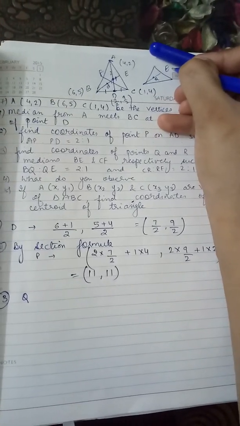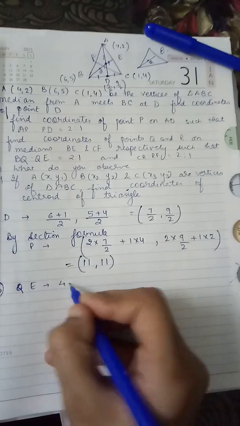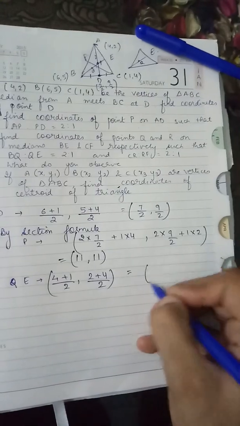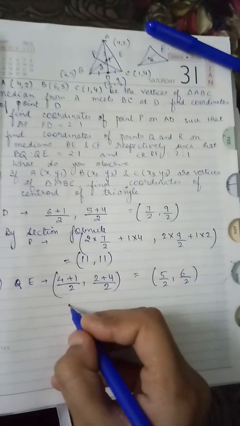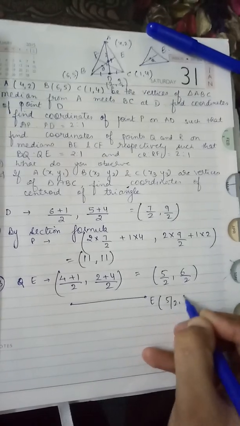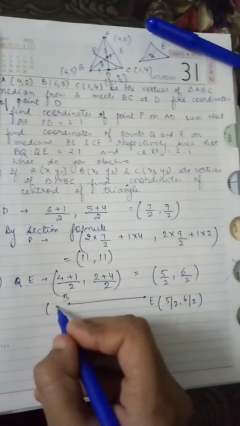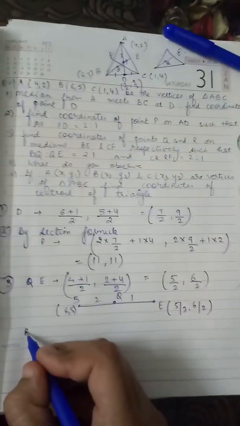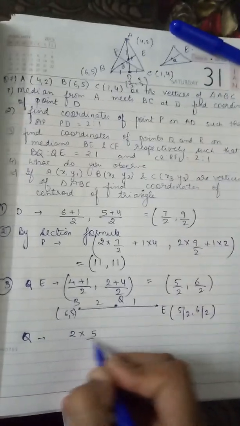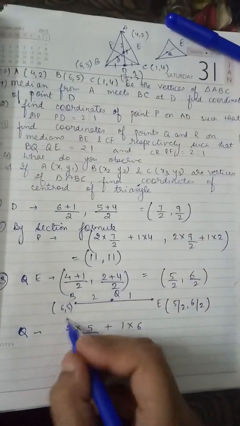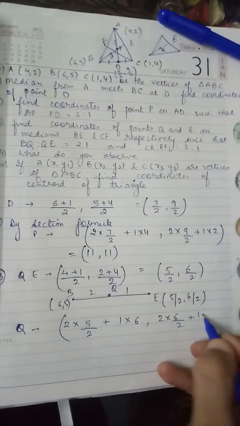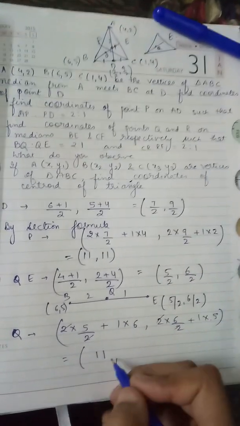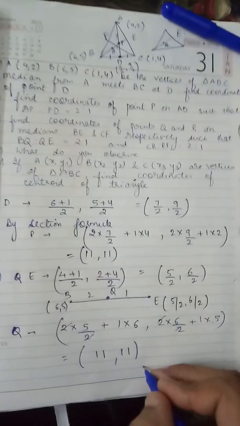So first find the coordinates of E. E coordinates are 4 plus 1 upon 2, 2 plus 4 upon 2, as it is the midpoint of AC. So that is 5 upon 2 and 6 upon 2. Now E is 5 by 2, 6 by 2 and B is 6, 5. So point Q is over here, which is dividing in the ratio 2:1. So if I find the coordinate of Q, it will be 2 into 5 by 2 plus 1 into 6, 2 into 6 by 2 plus 1 into 5. So this will be equal to 6 plus 5 is 11, 6 plus 5 is 11. So Q coordinates are also 11, 11.